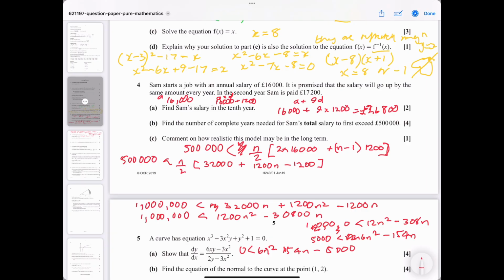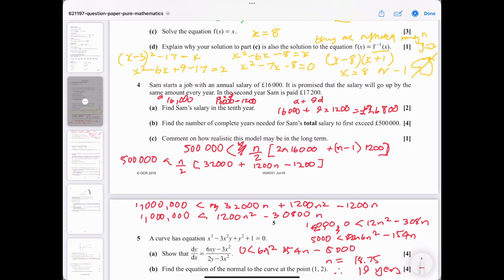So let's have a little look. That's 18 or 19. So it would be at 19 years, so 18.75. Therefore, 19 years. Okay, it's a very slow process.